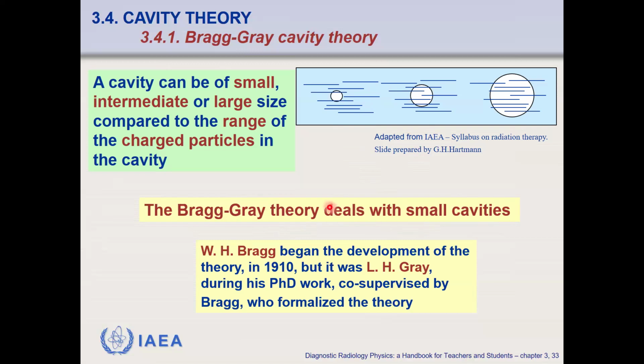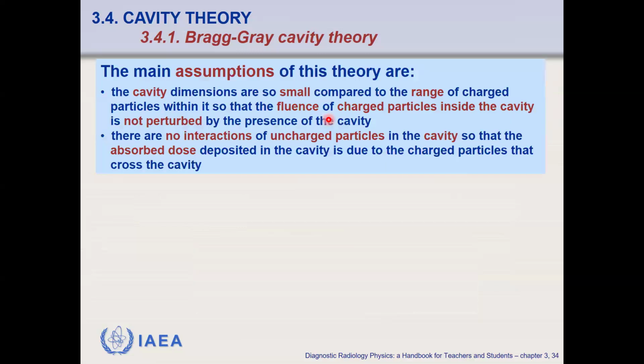The Bragg-Gray cavity theory assumes the cavity is small enough that it doesn't disturb the charged particle fluence. The dose in the cavity is due to charged particles produced in the surrounding medium that pass through the cavity. Then we have different assumptions.